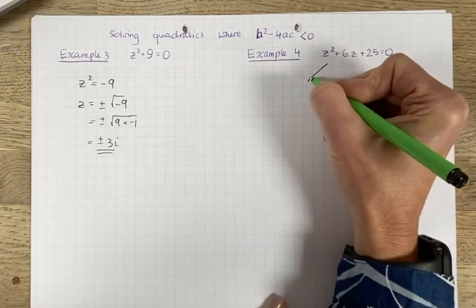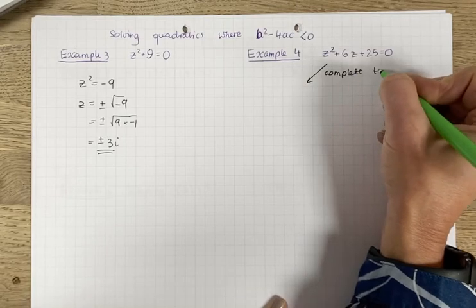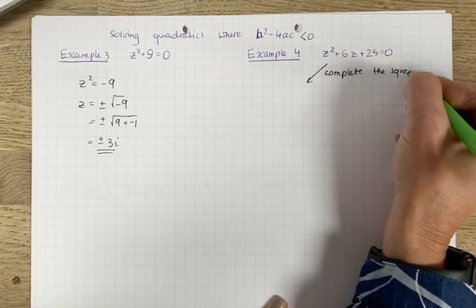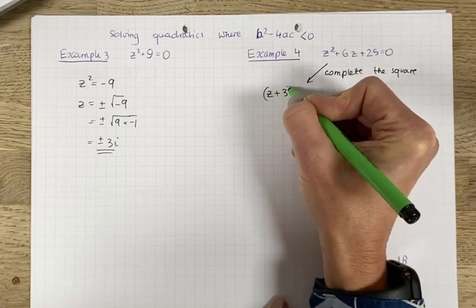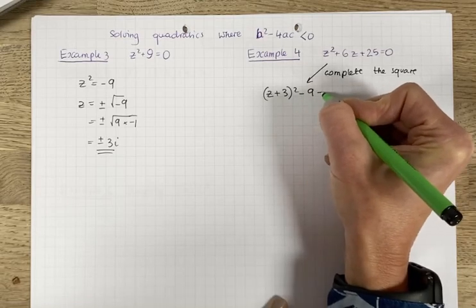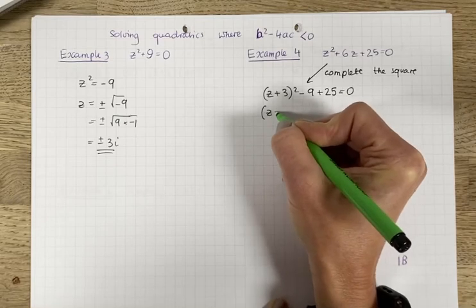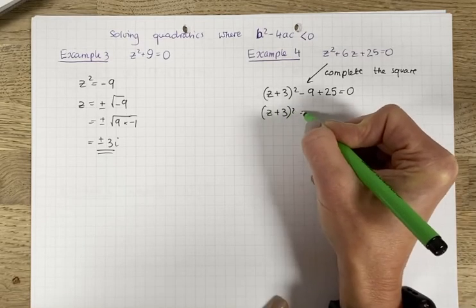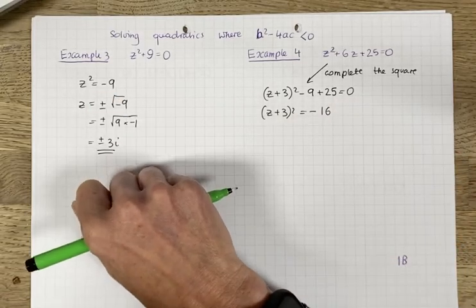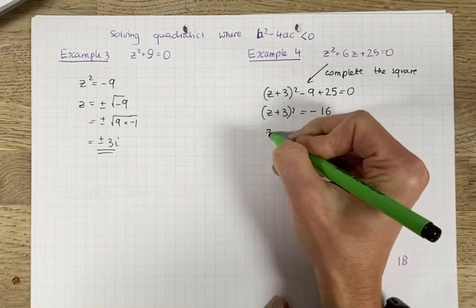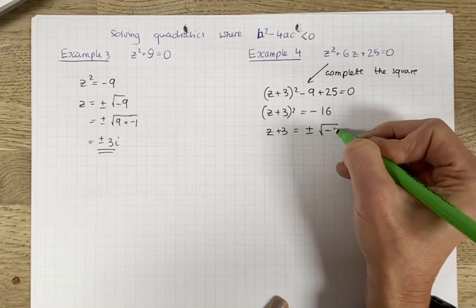Okay, in this instance, we are going to complete the square. So z plus 3 squared minus 9 plus 25 is equal to 0. So z plus 3 squared is equal to negative 16. And then we've done this type of question before. We are going to square root it. So it's plus or minus square root of minus 16.